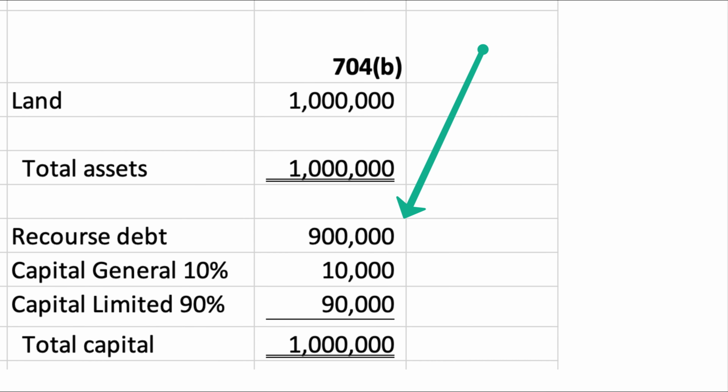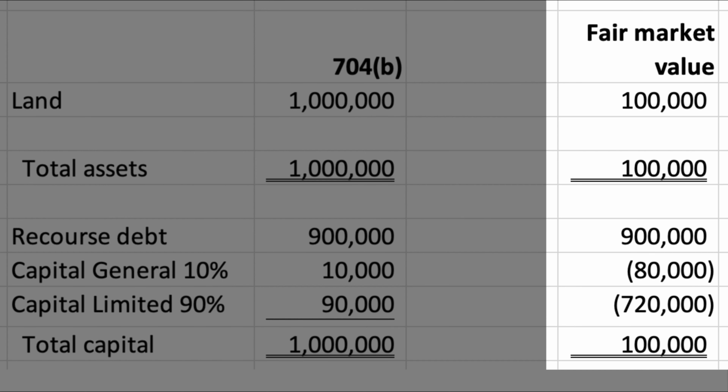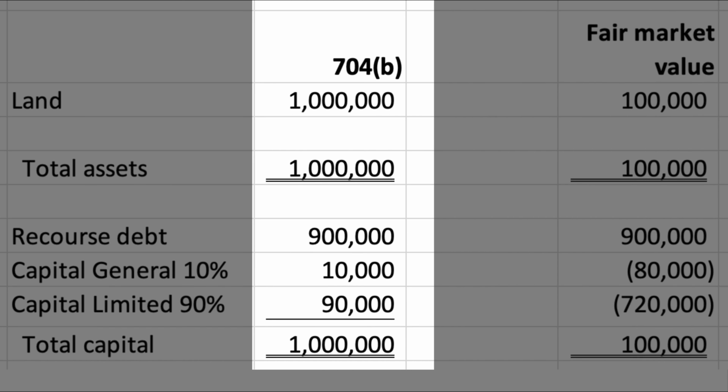Next, the partnership borrows $900,000 and uses the loan and the existing cash to buy land for $1 million. But then something goes wrong. The land declines to a value of $100,000. On a fair market value standard, the balance sheet would look like this. The 704B balance sheet has not changed yet, because only certain revaluation events specified in the Treasury regulations cause the 704B balance sheet to change.